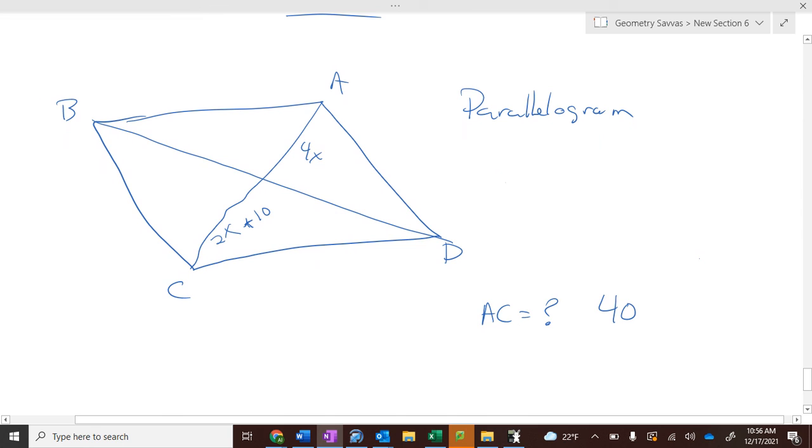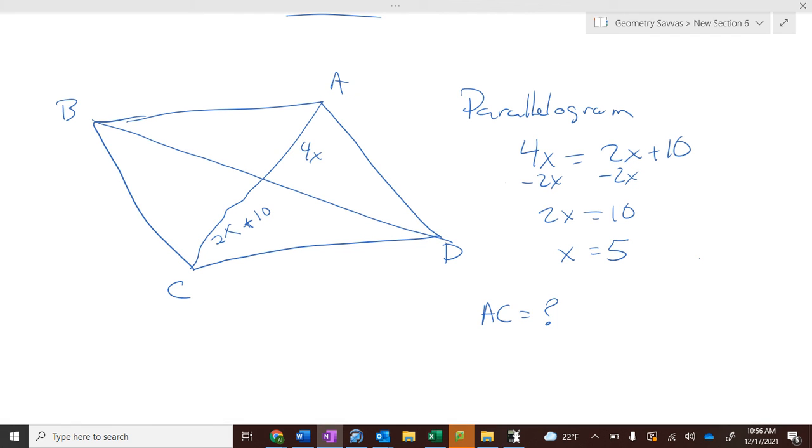If this is a parallelogram, what is the value of x? 4x equals 2x plus 10. In parallelograms, the diagonals do bisect each other. Subtract 2x. So 2x equals 10, so x equals 5. How long is AC? Because each part is 20.